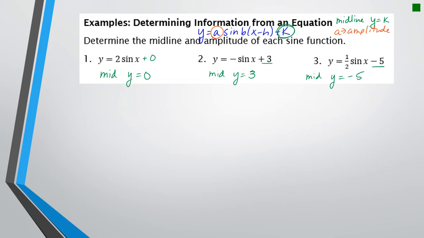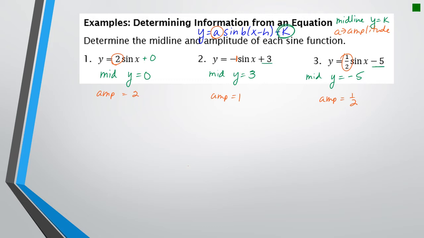Now for amplitude, we're looking at the number that's in front of sine. So for amplitude for number 1, the number we're focusing in on here is 2. So the amplitude for number 1 would be 2. For number 2, it's like an invisible 1 here. It's a negative 1. Remember that the negative does not affect the amplitude. So since the number here is just 1, your amplitude would be 1, which really means it's not changing from your parent function. And then for number 3, your a value, which represents amplitude, is 1/2.